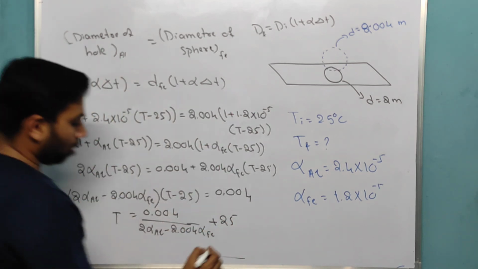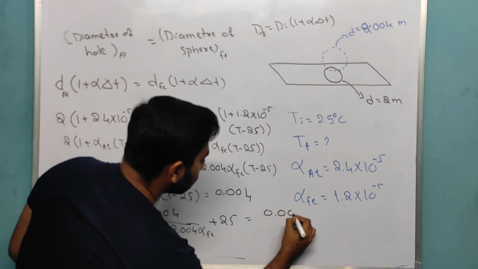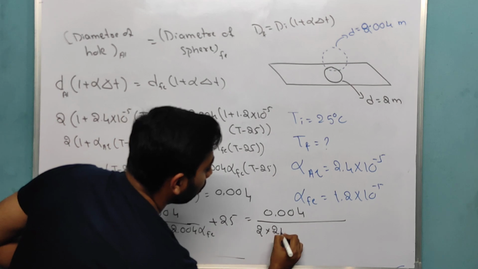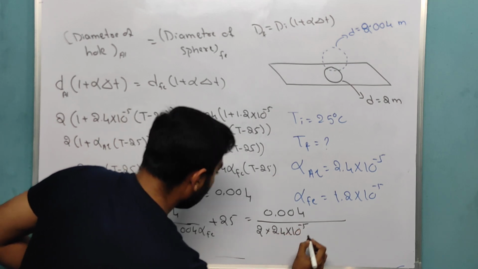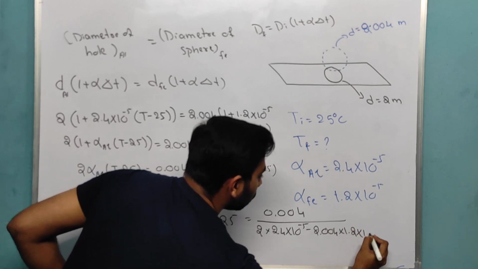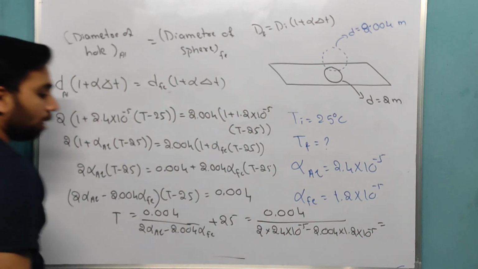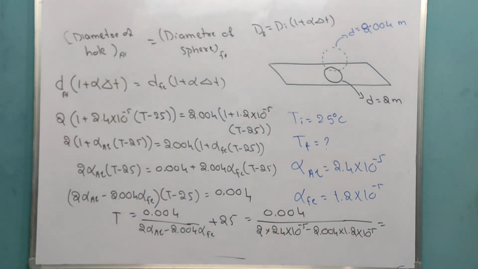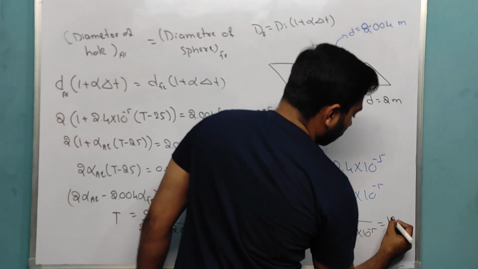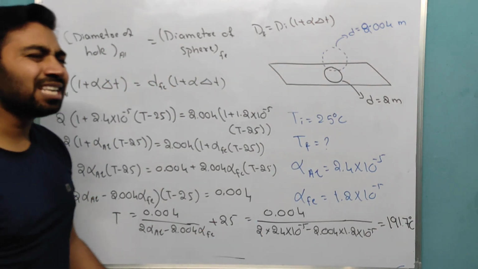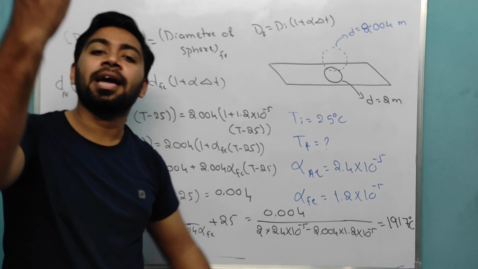Now I will substitute all the values. All the values means 0.004 divided by 2 into 2.4 into 10 to the power of minus 5 minus 2.004 into 1.2 into 10 to the power of minus 5, which equals, if I do this calculation, I will get my final value as 191.0 degrees Celsius.